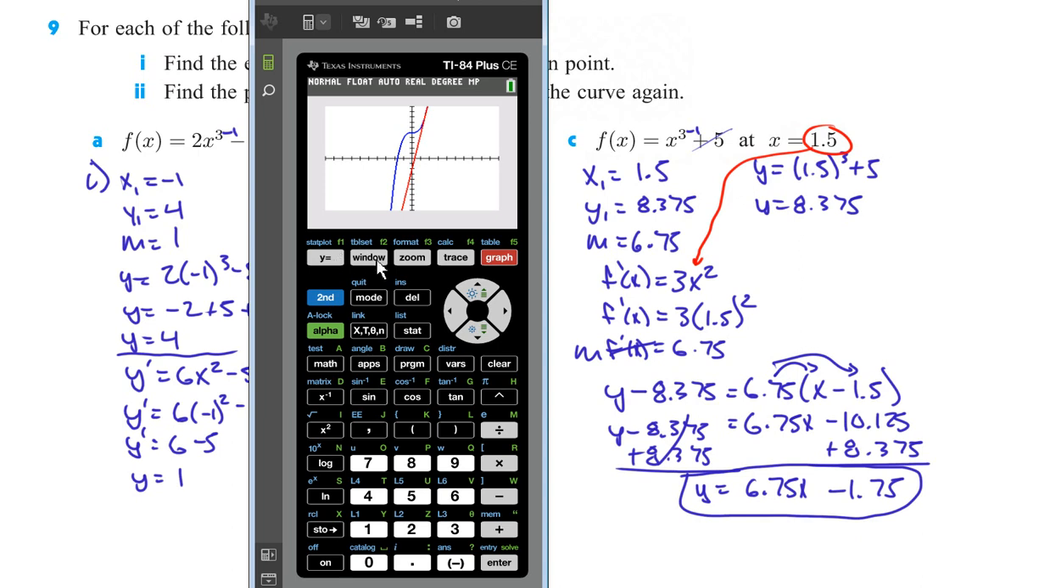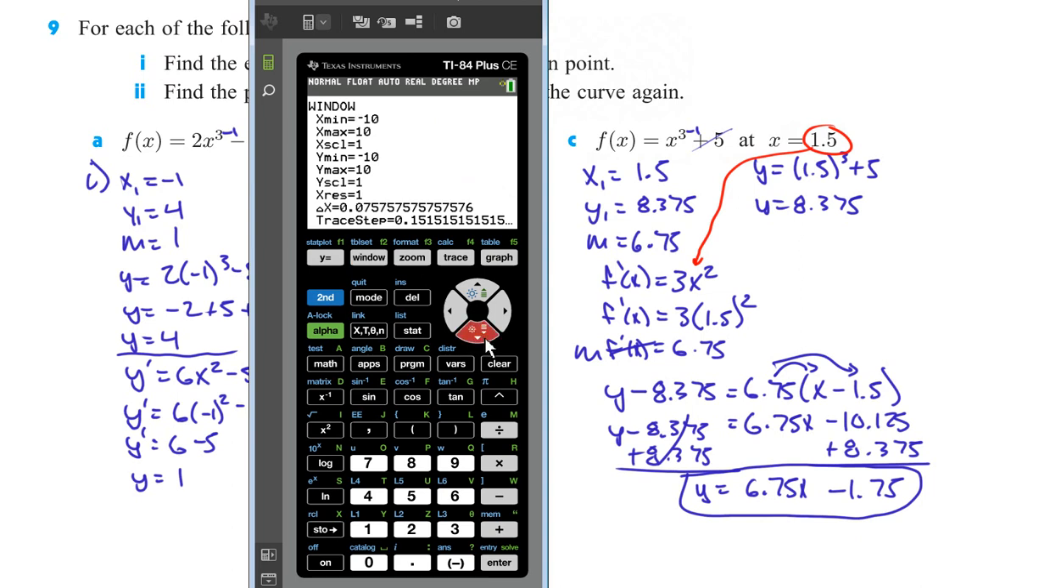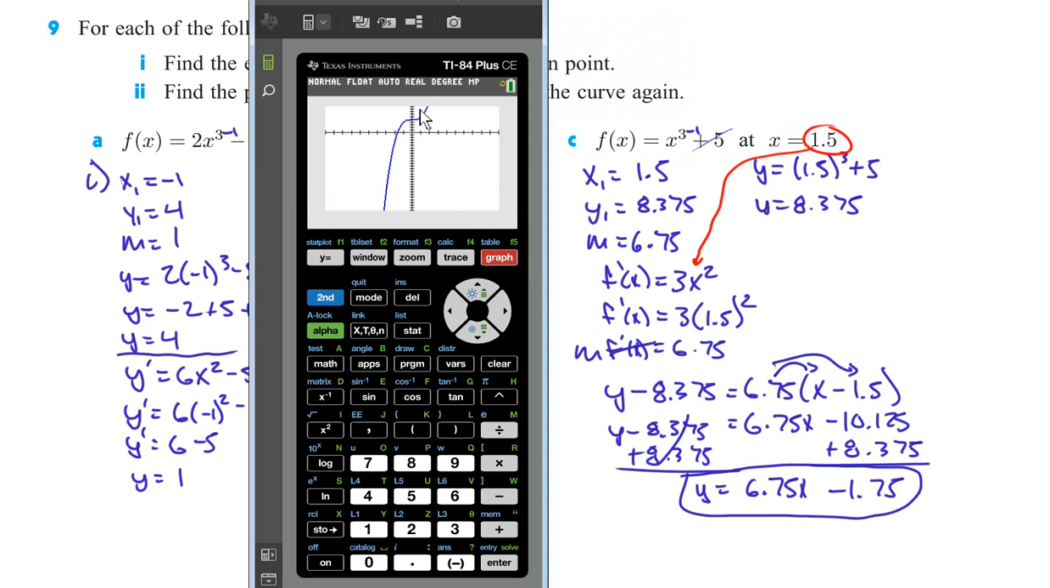So I'm going to change my window. I need to see farther down, so my y minimum, I'm going to do negative 30 instead of negative 10. Let's see if we can see it better now, because we don't really need to see this part up here. We want to see this intersection piece down here. Oh, good, there it is. So now we just have to find that intersection.